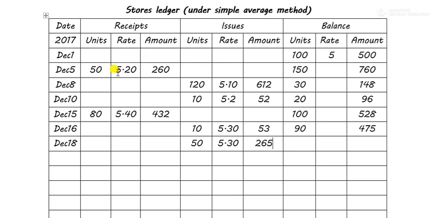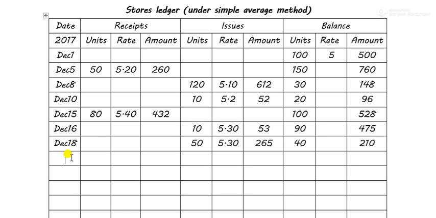Basically 10 units from this stock, and then the other 50 units from this stock. So again we have two types of lots, so we'll take the simple average rate. Okay, so we have 40 units left over here and the amount is 210.